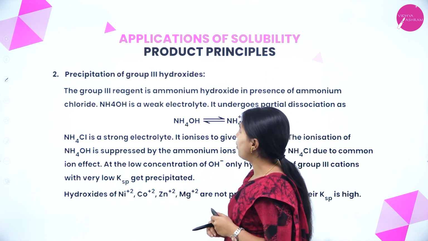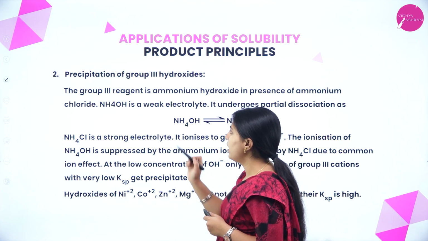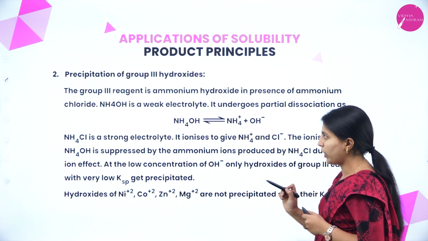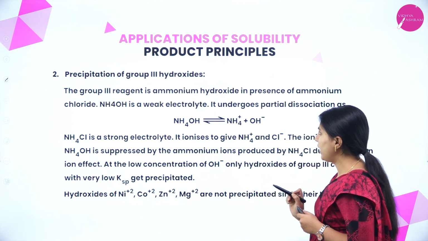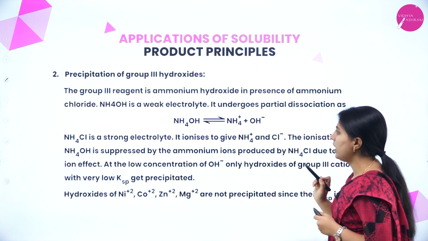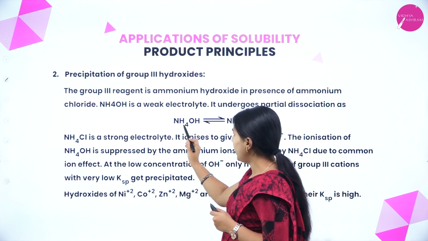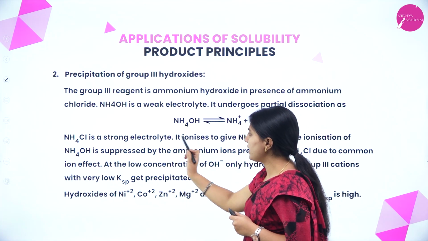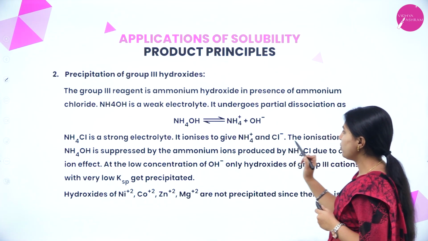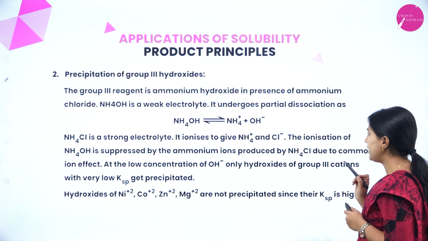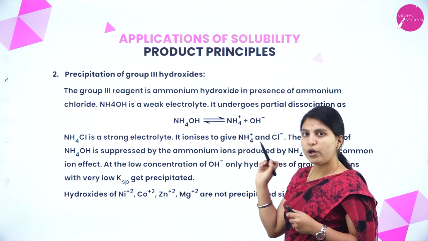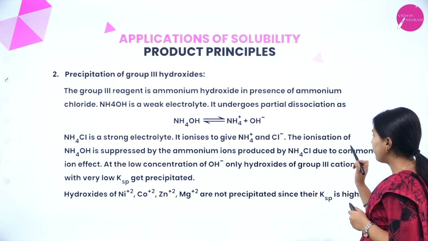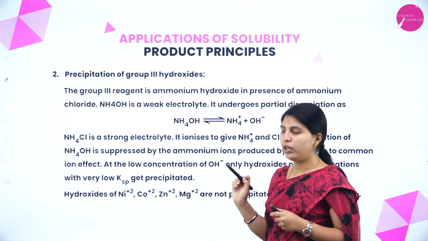Next, precipitation of group 3 hydroxides. The group 3 reagent is ammonium hydroxide in presence of ammonium chloride. Ammonium hydroxide is a weak electrolyte. It undergoes partial dissociation as NH4OH gives NH4 plus and OH minus. NH4Cl is a strong electrolyte. It ionizes to give NH4 plus and Cl minus. The ionization of NH4OH is suppressed by the ammonium ions produced by NH4Cl due to the common ion effect.